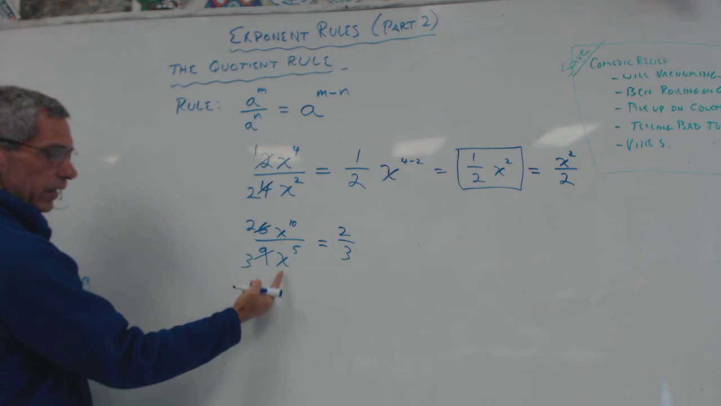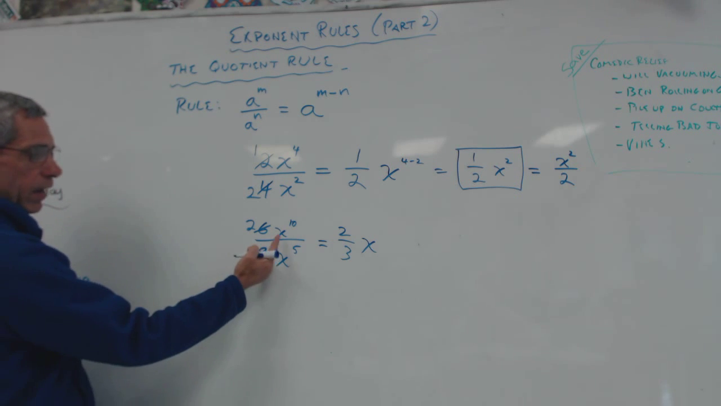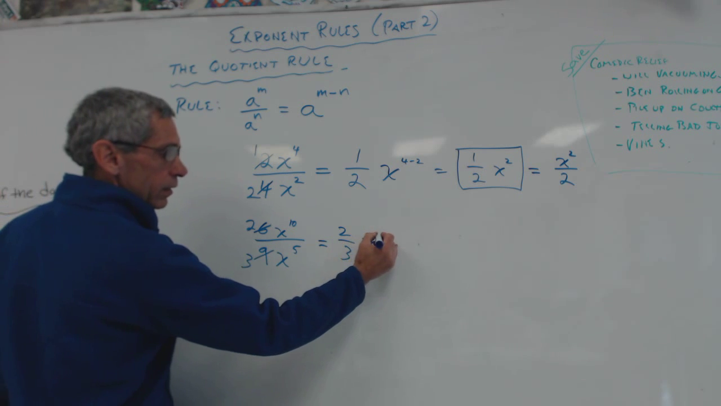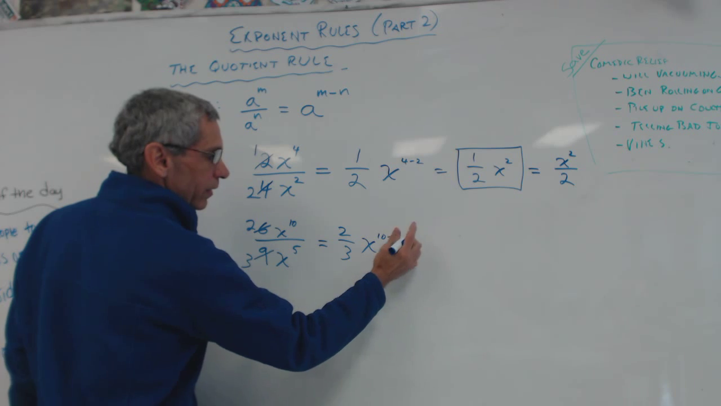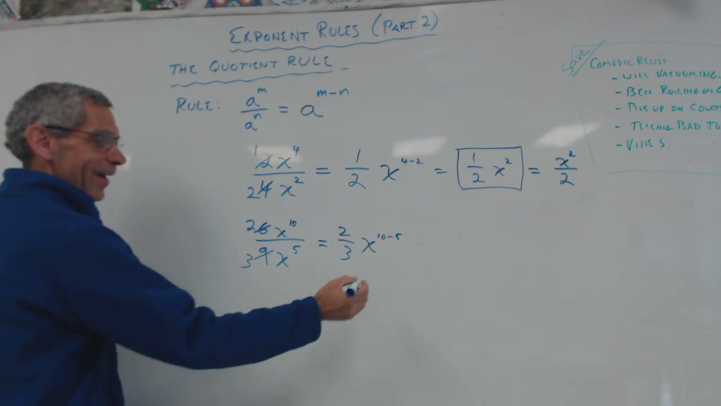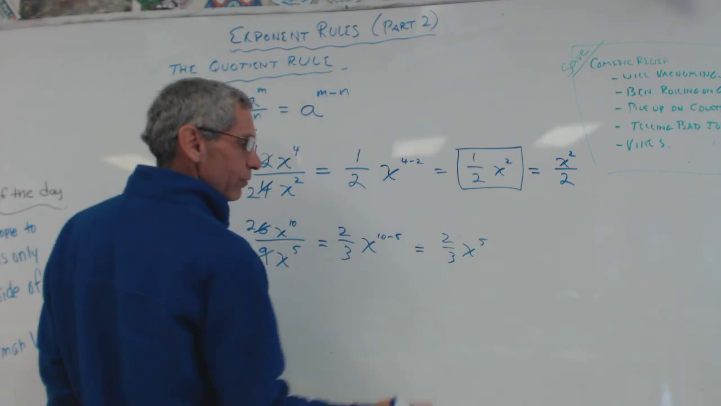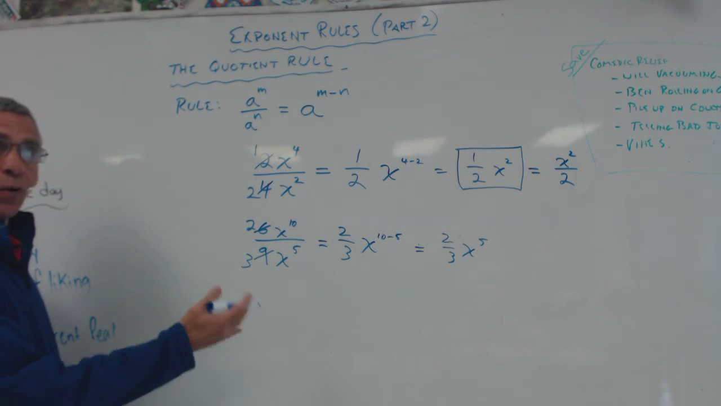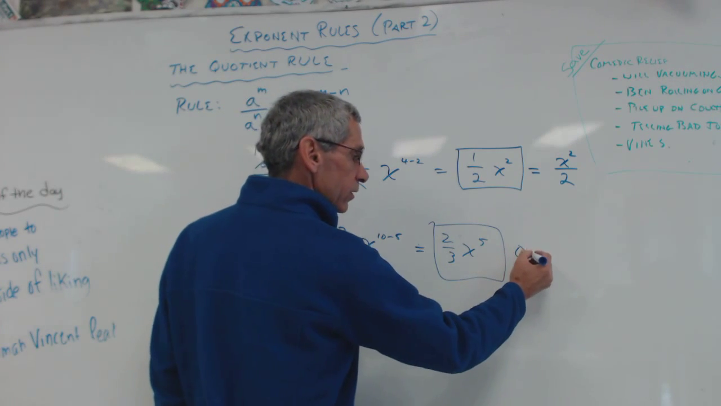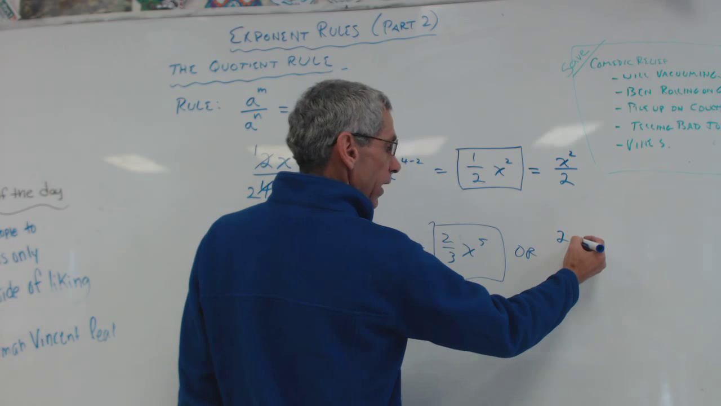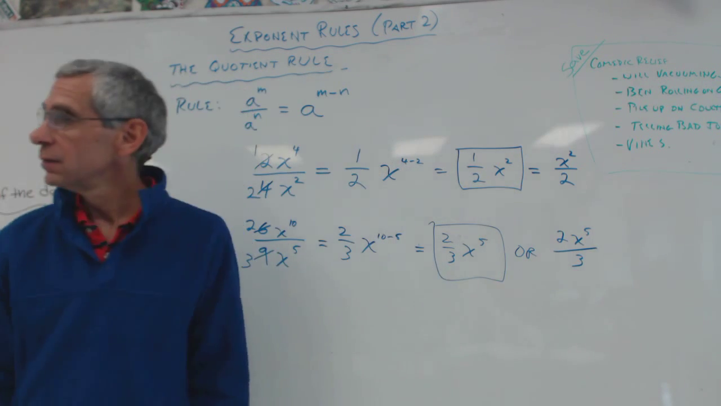And then, do I have same bases for the x's? Yes. All right, so I write my x. And I have 10 minus 5. That's 5, I was just seeing if you guys were paying attention. All right, and then that equals 2/3 x to the 5th, right? Or if I wanted to write it, this is totally a legal answer, I could say 2x to the 5th over 3.